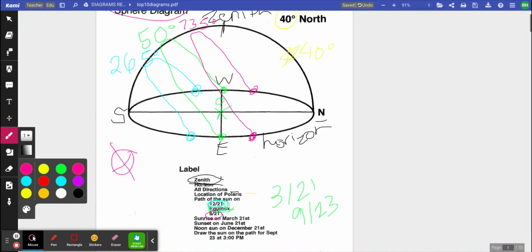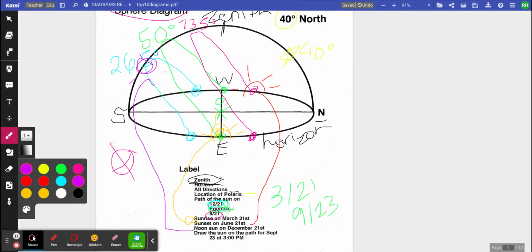The last thing we need to add are sunrise and sunsets on some specific dates. So sunrise on March 21st, that's on the green line right here. Sunrise there. For sunset on June 21st, that's going to be over here on the west side, sunset June 21st. For noon sun in December, that's on the blue line. Noon is going to be right up here at the top.